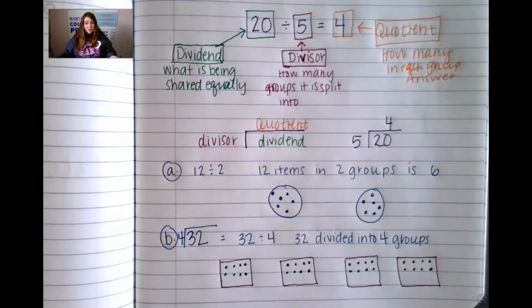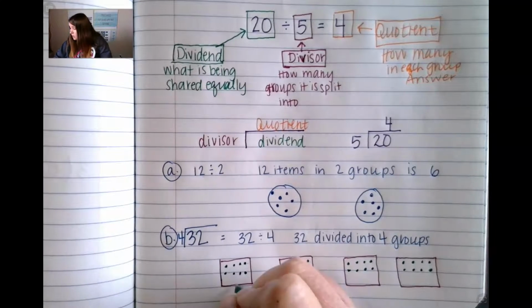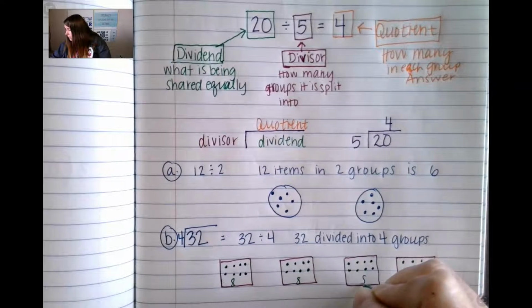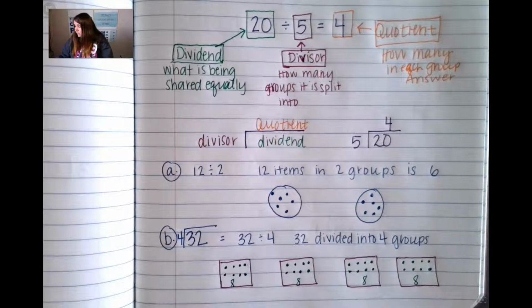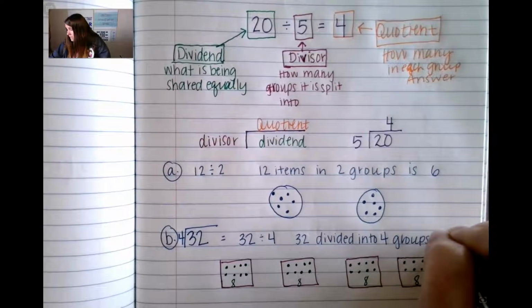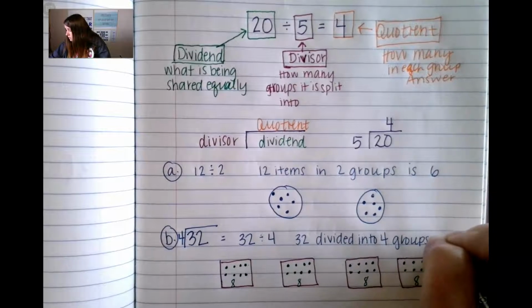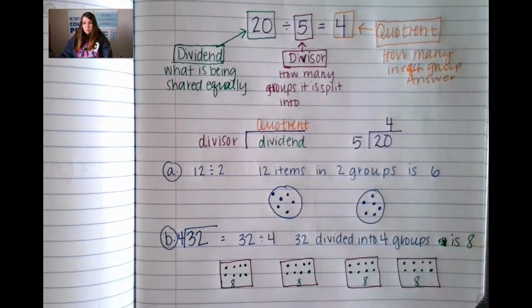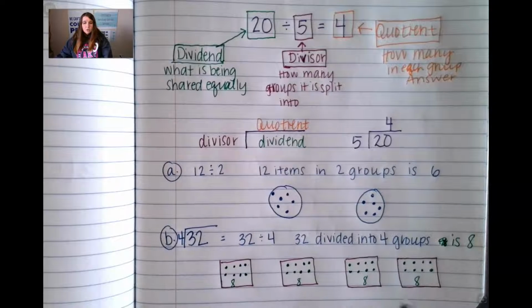Okay, now we're going to count how many are in each group. I have 8 in this group, 8 in this group, 8, and 8. So 32 divided into 4 groups is 8. Are you seeing how this is working? I have 8 things in each group.